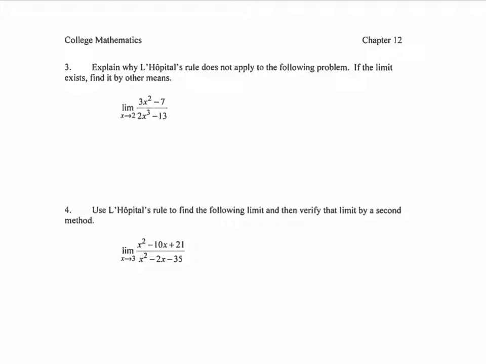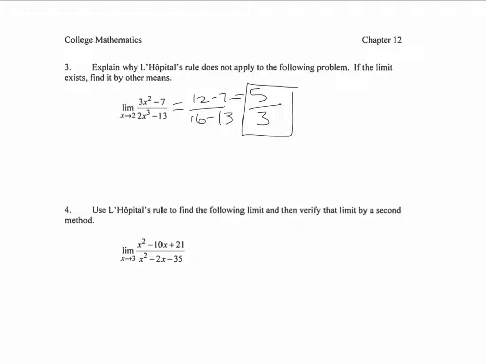So do you think we would have an issue on this one plugging in directly? Should we always try that first? I think so. So if I plug in 2, what will I get in the numerator? 3 times 2 squared. What's 2 squared? 4 times 3 is 12. So what's 12 minus 7? 5 on top. Over. Plug in 2 in the denominator. What is 2 to the 3rd power? 8. And 8 times 2 is 16. What's 16 minus 13? That's going to be my limit.